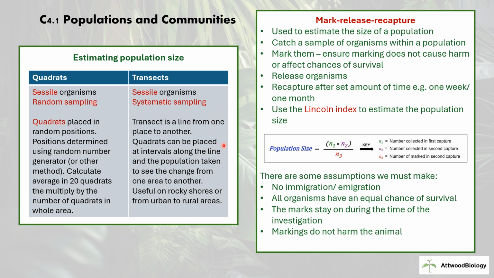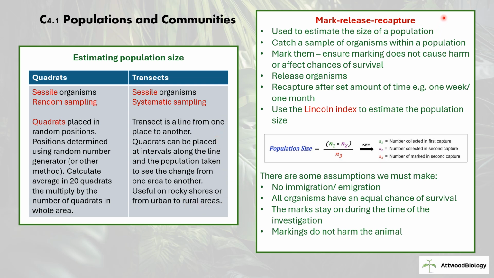We'll place the quadrat at the specific intervals along the line, so we'll decide what the intervals could be. They could be 1 metre intervals, they could be 10 metre intervals, they could be 100 metre intervals, depends on the area. And ideally, your transect should go from one area to another area where there will be some sort of change. So from the water along to a dry area, or from an urban area to a rural area. I've said that are useful on rocky shores or urban to rural areas.